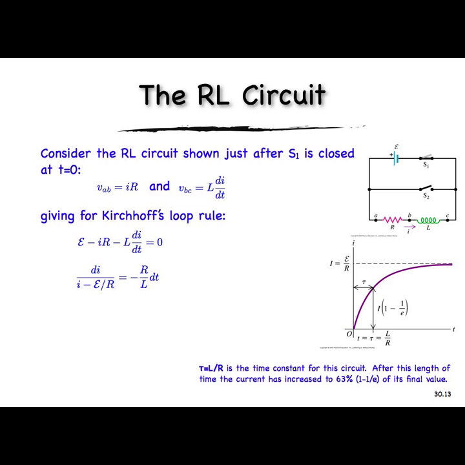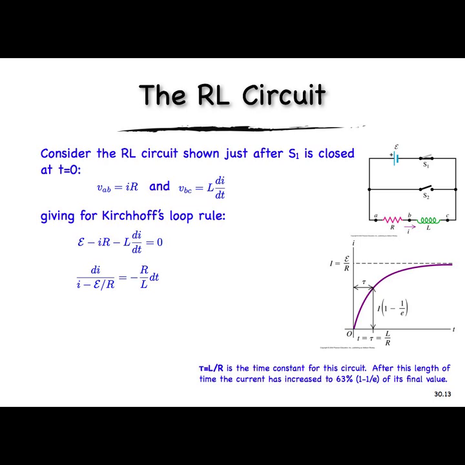So let's consider what we call an RL circuit. This is sort of the simplest circuit we can design with an inductor in it. We've got a resistor, R, and an inductor, some inductance L. And we'll connect this to a battery with a switch so that we can turn the circuit on and off.